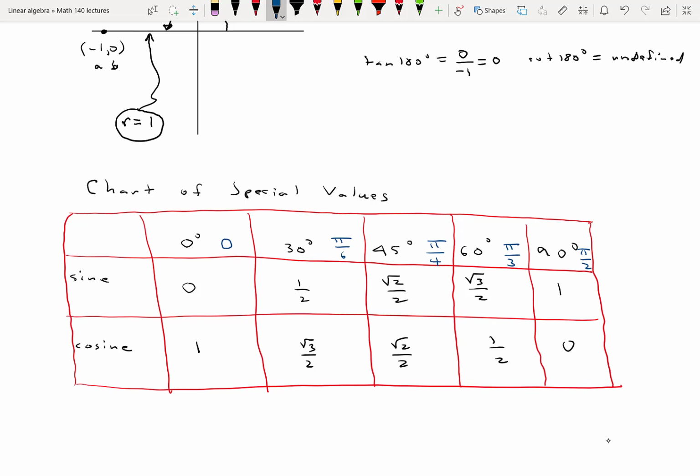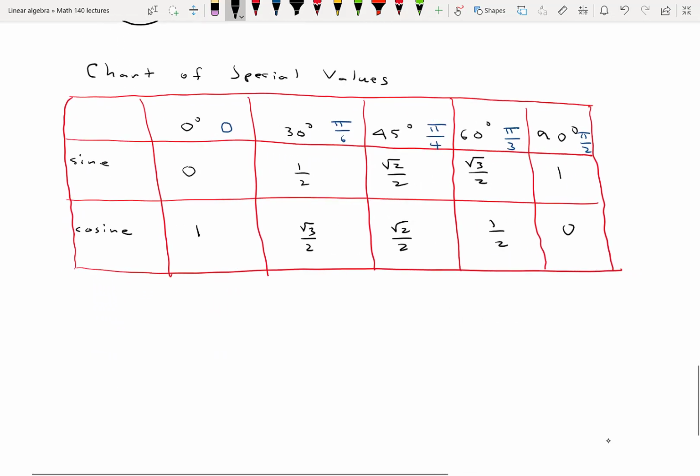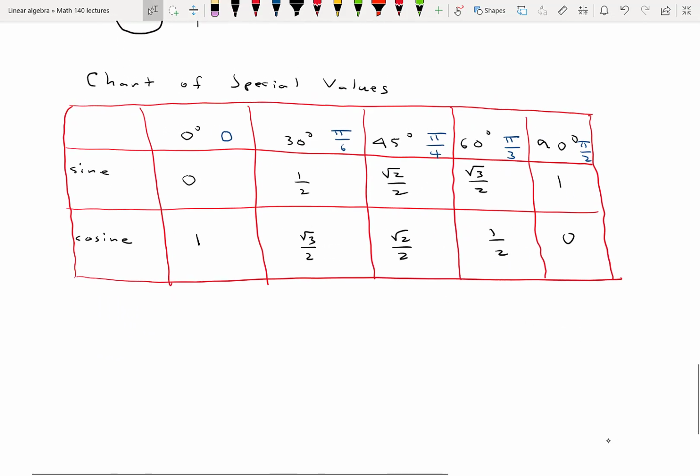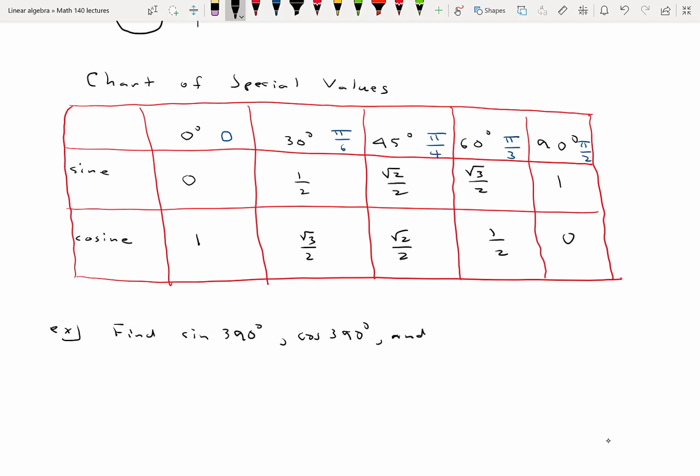So let's dig into our first method for doing this computation of the 6 trig functions quickly for angles. Example: find the sine, let me think of a good angle, 390. The sine of 390, the cosine of 390, and the tangent of 390.